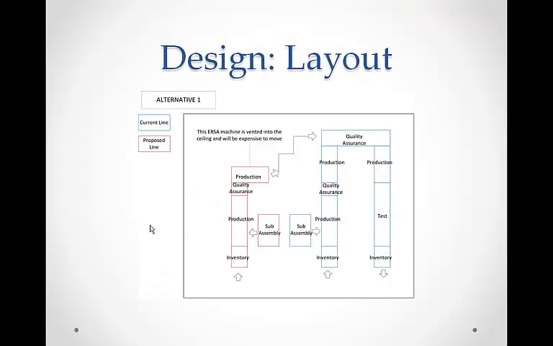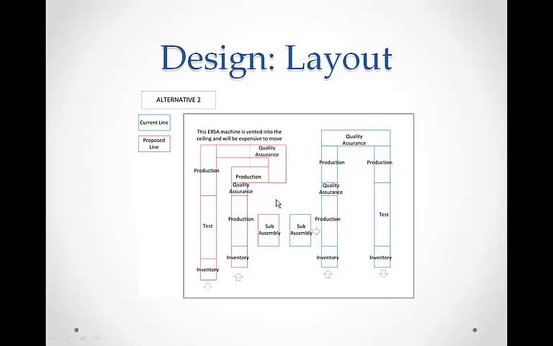This is alternative 1, featuring an Ursa machine that is signified here. This will be expensive to move, and this layout does not move this machine. It also has the second line feeding into the first, merging for the final assembly and test stations, as well as the final inventory. This causes the line to only have 3 in and out flow points.